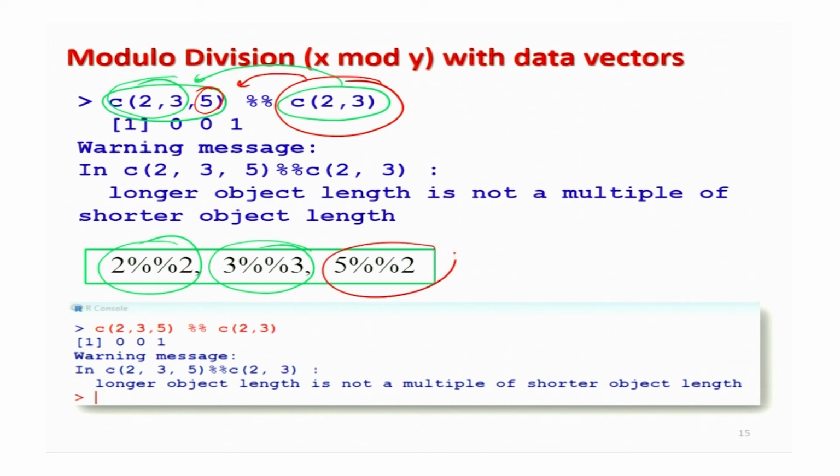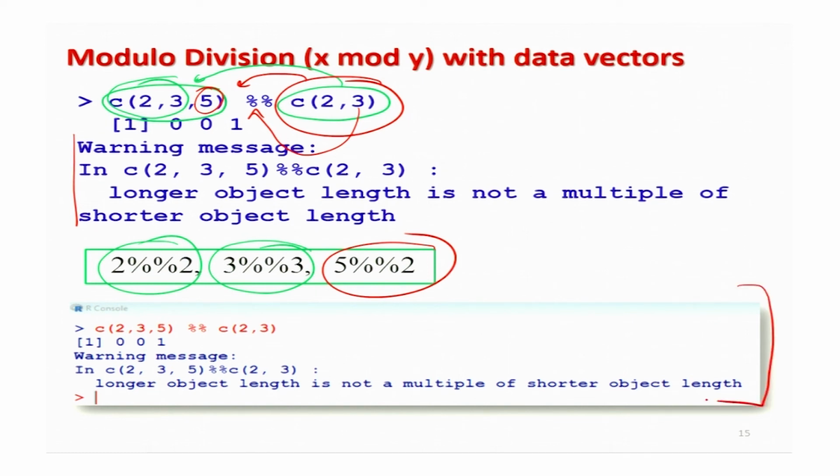So this will be here like this, but after that, where to operate with this 3 in the first data vector, it is not given, it is not known to R. So it will not operate anything, but it will stop and give you a warning message that the longer object length is not a multiple of shorter object length. So this is how this operation will be done.